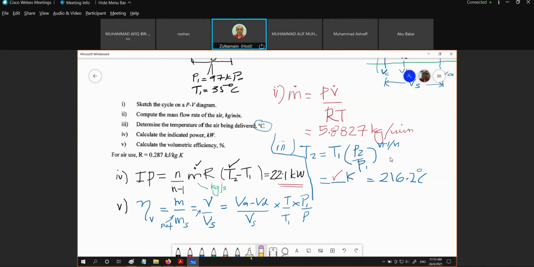Because you know, topi dekat atas, right? Topi dekat atas, so topi, tipo. This topi and tipo is given, right?